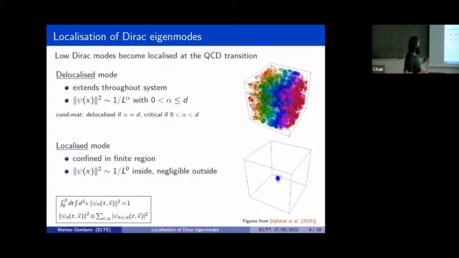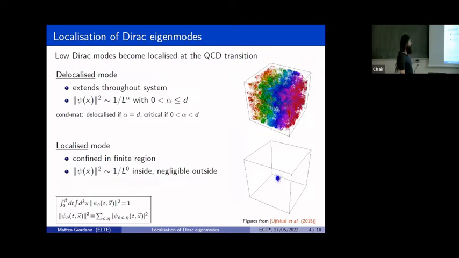A delocalized mode is a mode that extends throughout the system. So if you look at the wave function squared, the amplitude squared of the mode, as you increase the linear size of the lattice, it scales to zero with some power alpha, which is the fractal dimension of the modes. Now, I'm calling them delocalized as soon as this alpha is different from zero. In condensed matter physics, delocalized applies to the case in which the fractal dimension equals the spatial dimension of the system. And anything between zero and this dimension is called critical. But still, these modes spread out as you increase the lattice size.